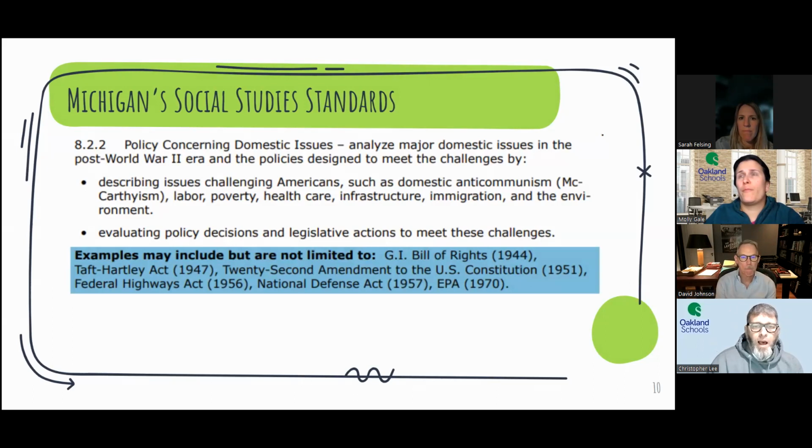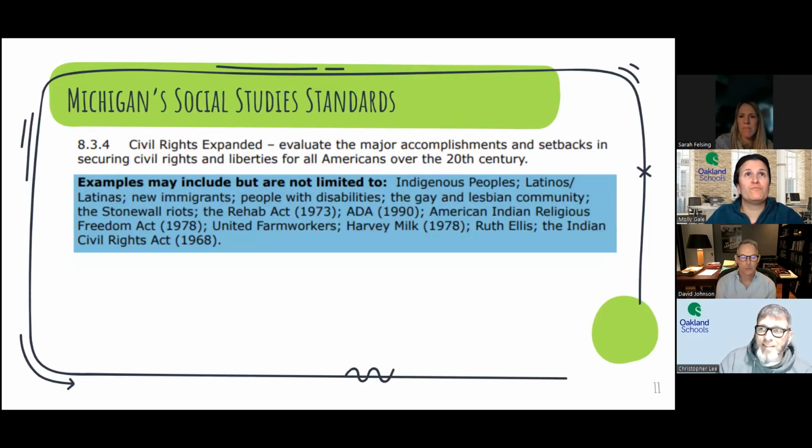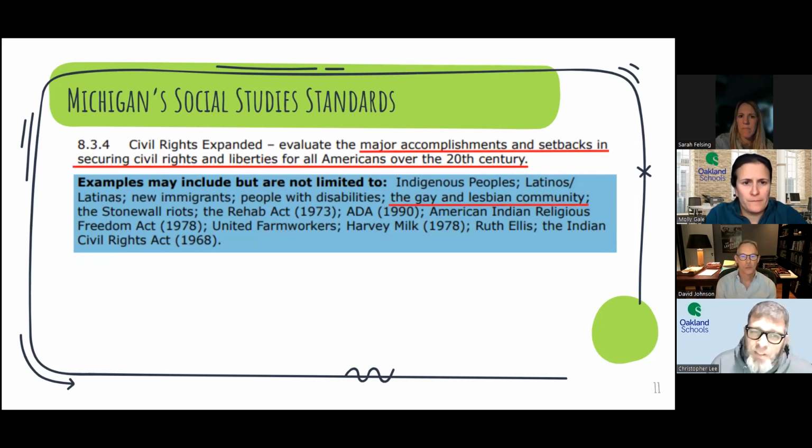Also, more directly, the Lavender Scare fits squarely within domestic anti-communism and McCarthyism, as listed in the Michigan Social Studies standards. We really feel the Lavender Scare fits here super clearly. And finally, it's very explicit that civil rights being expanded should be included in the curriculum, that the major accomplishments and setbacks in securing civil rights and liberties for all Americans, including the gay and lesbian community, should be included in the teaching of U.S. history in the state of Michigan. So as a teacher, you are on very firm footing teaching about the Lavender Scare in Michigan.